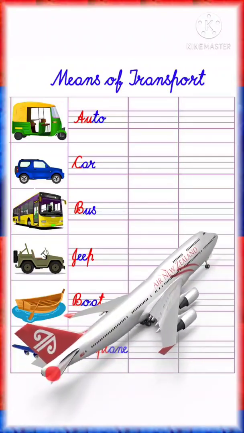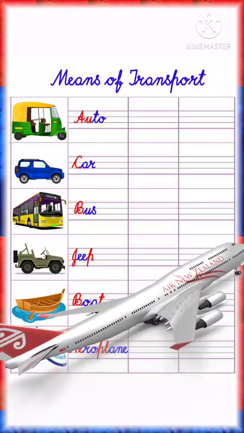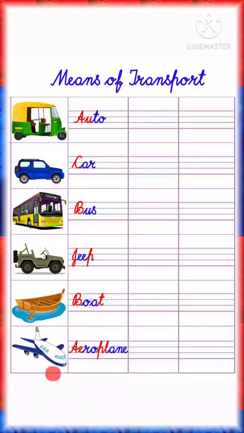Aeroplane is the fastest means of transport. You can travel long distances in aeroplane. So let's learn spelling of aeroplane. A-E-R-O-P-L-A-N-E. Aeroplane. Let's repeat. A-E-R-O-P-L-A-N-E. It's aeroplane.